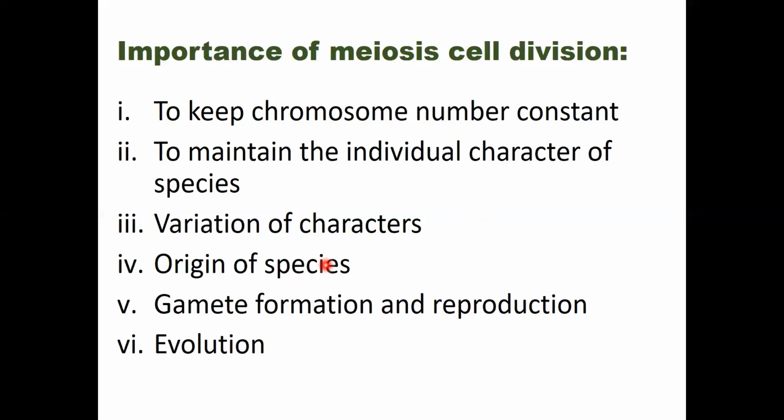And the fifth importance is gamete formation and reproduction. Male and female gametes are formed through this meiosis cell division in diploid organisms. By the union of female and male gametes, sexual reproduction is done. The sixth importance is evolution. The interchange between the segments of two non-sister chromatids of a pair of homologous chromosomes during the process of meiosis brings variation in gene composition. So that's why this brings continuous variation in successive generations.